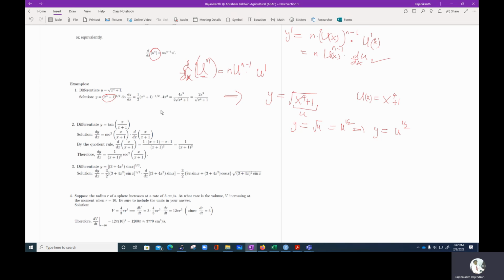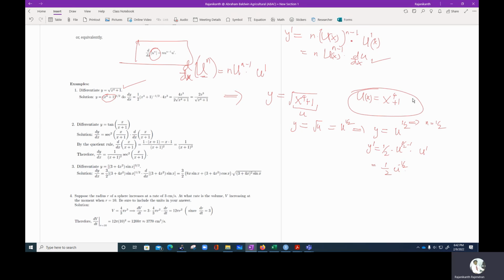The question is finding the derivative. The formula says the derivative of u to the power n is n times u to the n minus 1 times u prime. If I use that formula, y prime is going to be, remembering the power rule, n is 1/2, so half times u to the 1/2 minus 1 times u prime. We need to take the derivative of u here. Now this is going to be u to the negative 1/2. What is u prime? You know the u function.